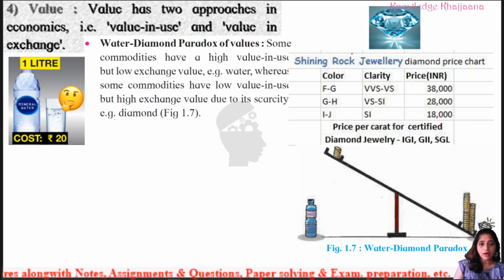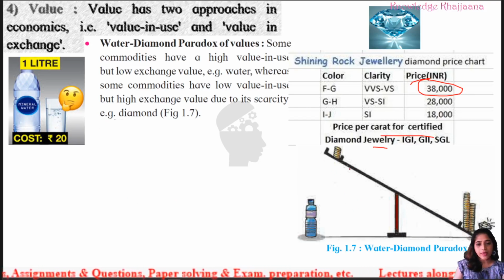This is a diamond. And what are the rates of the diamond? If there are different colors and clarities, then this is the price per carat for certified diamond jewelry. What is the price for a single diamond? Maybe 38,000, 48,000, 58,000, which varies according to the color, clarity, and transparency. So this is the price we can call for a single piece of diamond of 1 gram, whereas we get 1 liter of water for only 20 rupees. So this is the paradox.